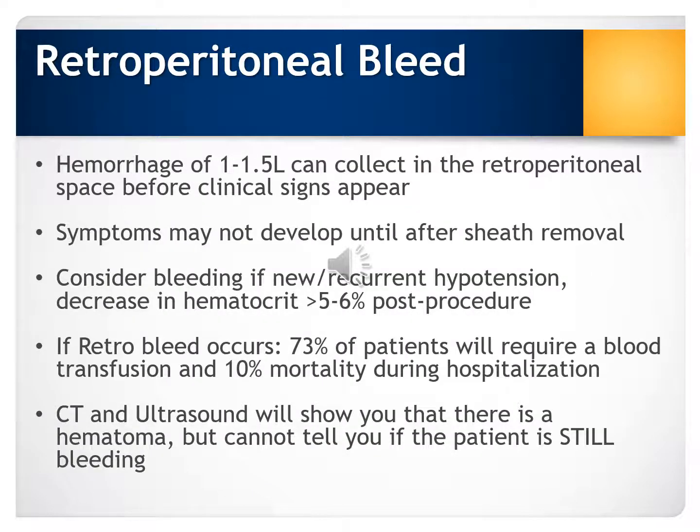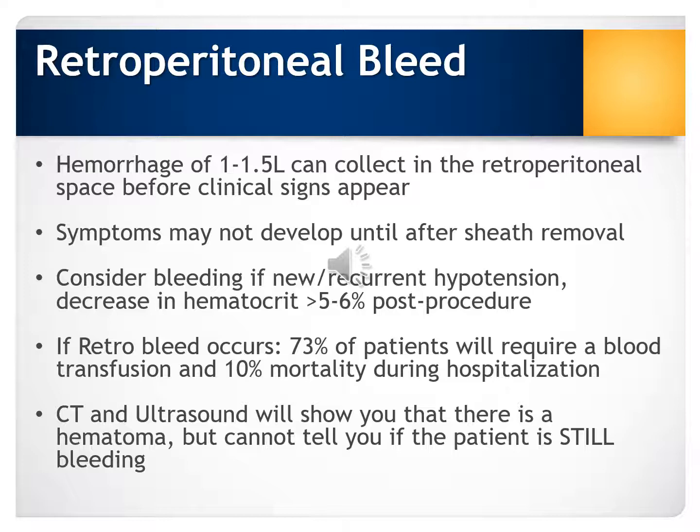Things to keep in mind regarding the retroperitoneal bleed is that a person can hemorrhage 1 to 1.5 liters before they show any signs and symptoms. Signs and symptoms might not appear until after the sheath is removed. If you're monitoring hemoglobin and hematocrit, you could consider that there would be a bleed if you see a greater than 5 to 6% decrease post-procedurally.